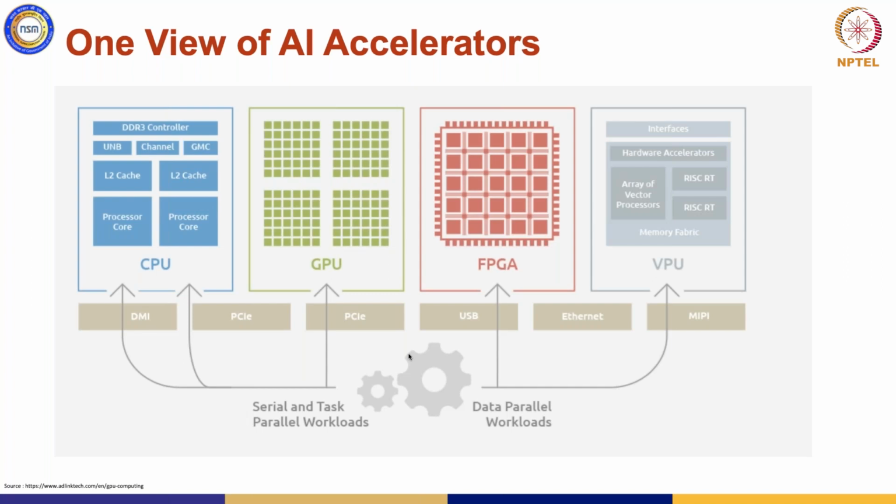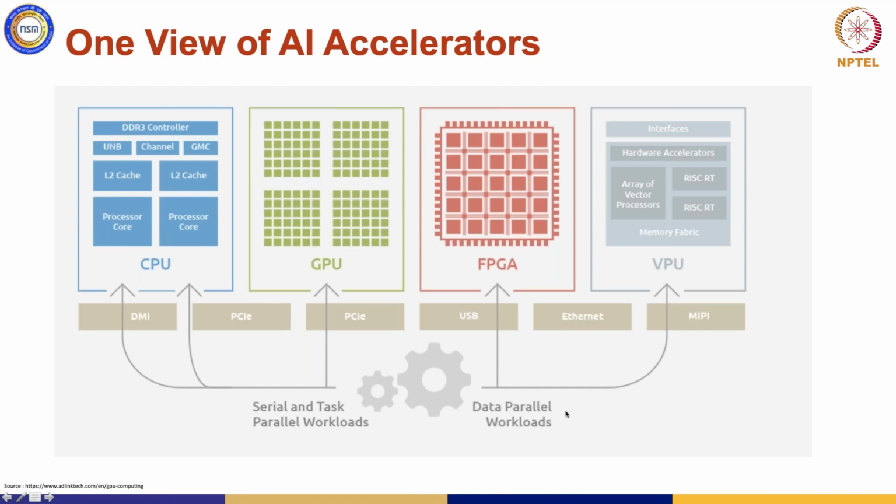You have a CPU, you have a GPU, you have FPGAs, and you have VPUs and all. There are various types of accelerators. So from one view of the AI accelerator, what I meant was you actually have serial and task parallel workloads, and then you have data parallel workloads.